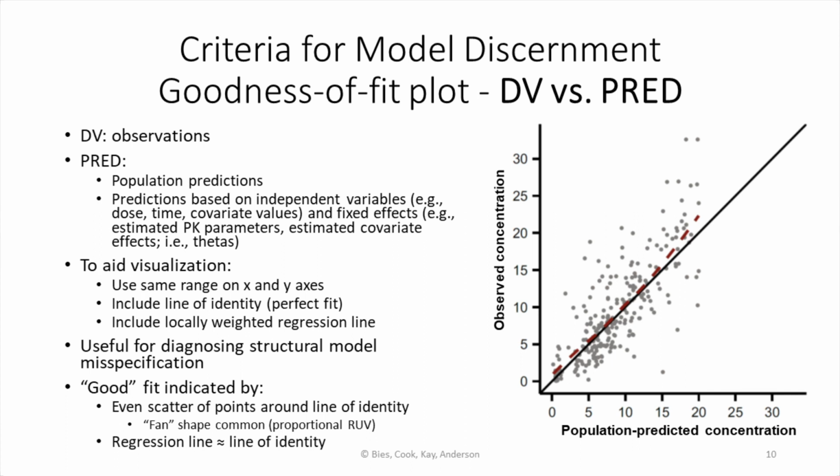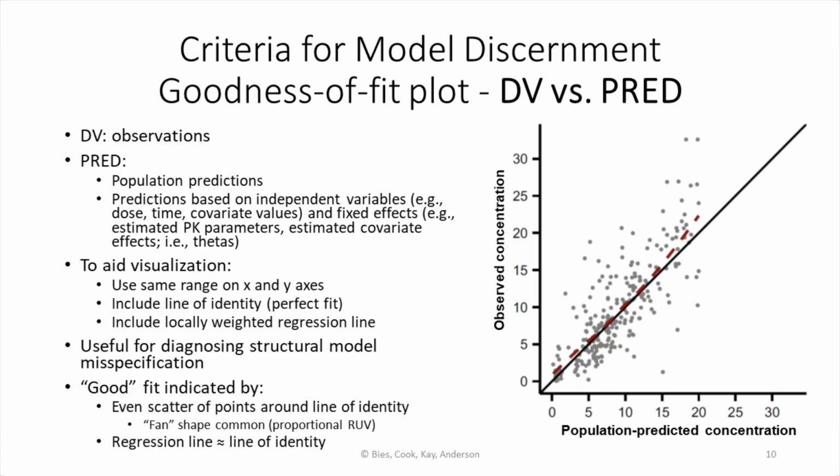Okay, and these are based on the fixed effects that are estimated in the pharmacokinetic model, the PK parameters, and the estimated covariate effects. So this is also sometimes referred to as the thetas. Although thetas are not always strictly associated with fixed effects, they are typically so. So to aid visualization of producing this type of plot, you want to use the same range on the X and Y axis. Okay, so here we have the observed concentration and the population predicted concentration. So population predicted concentration on the X axis and the observed concentration on the Y axis.